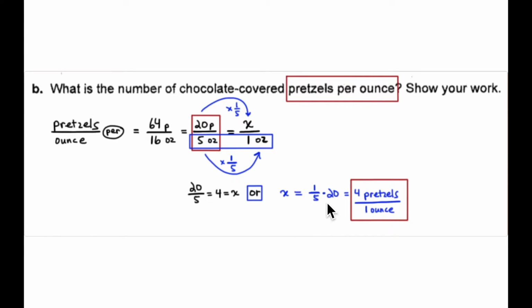So here's x equals 1/5 of the 20. There's 20 divided by 5 right there. And that equals 4 pretzels per ounce, or 4 pretzels per unit. Ounces are the units in this case.